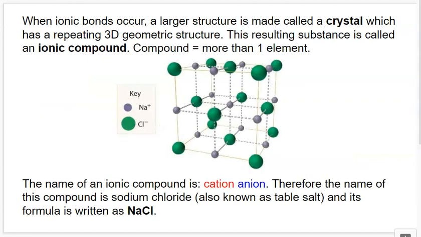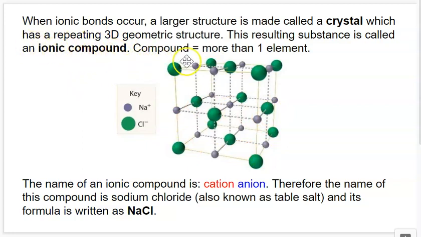And when an ionic bond occurs, that larger structure becomes what's called a crystal, something that has a repeating 3D geometric structure. So if you look at this visual down here, these little gray circles represent the sodium cations, and these green circles represent the chloride anions. We end up having a predictable repeating geometric structure where they're alternating positive, negative, and being all attracted to each other. So this resulting substance is what we call an ionic compound.